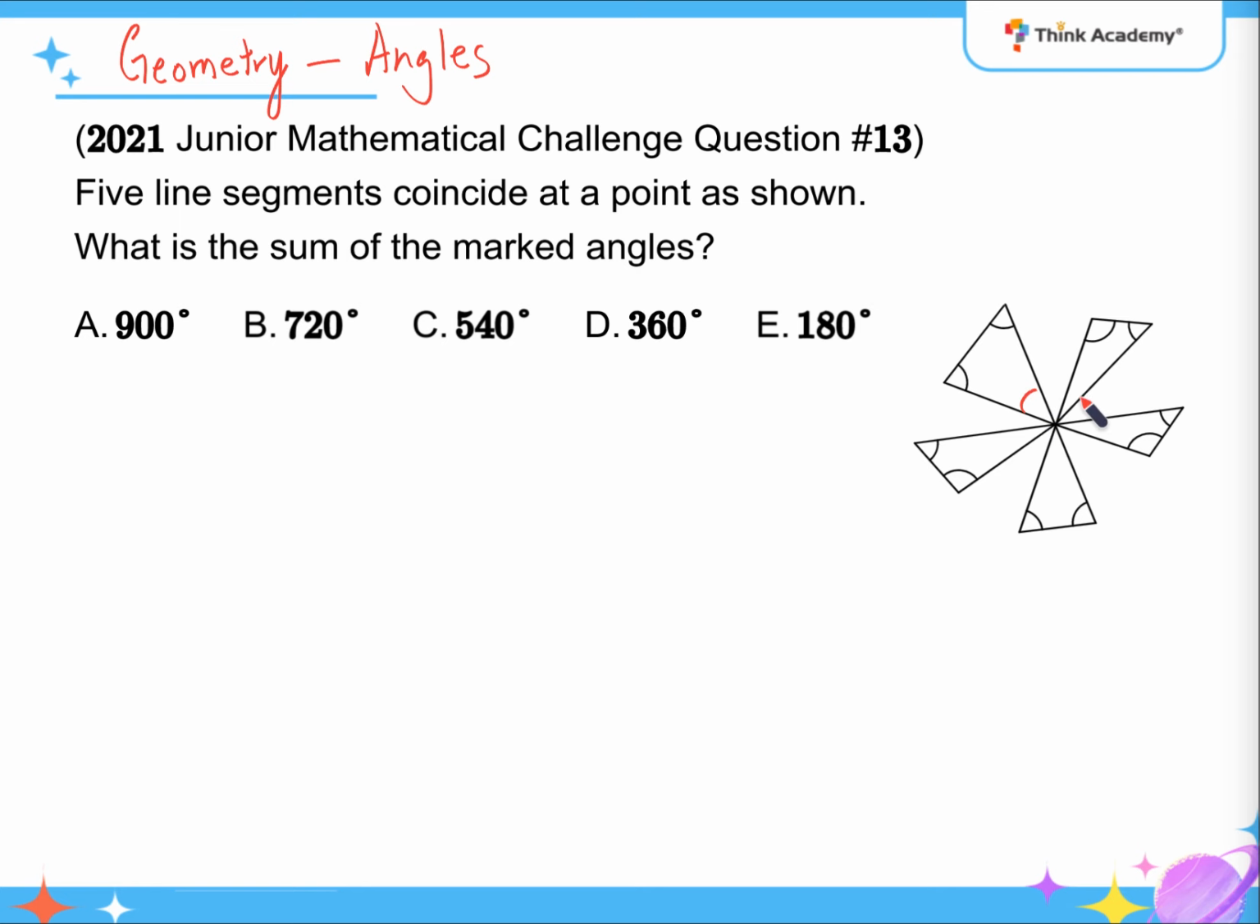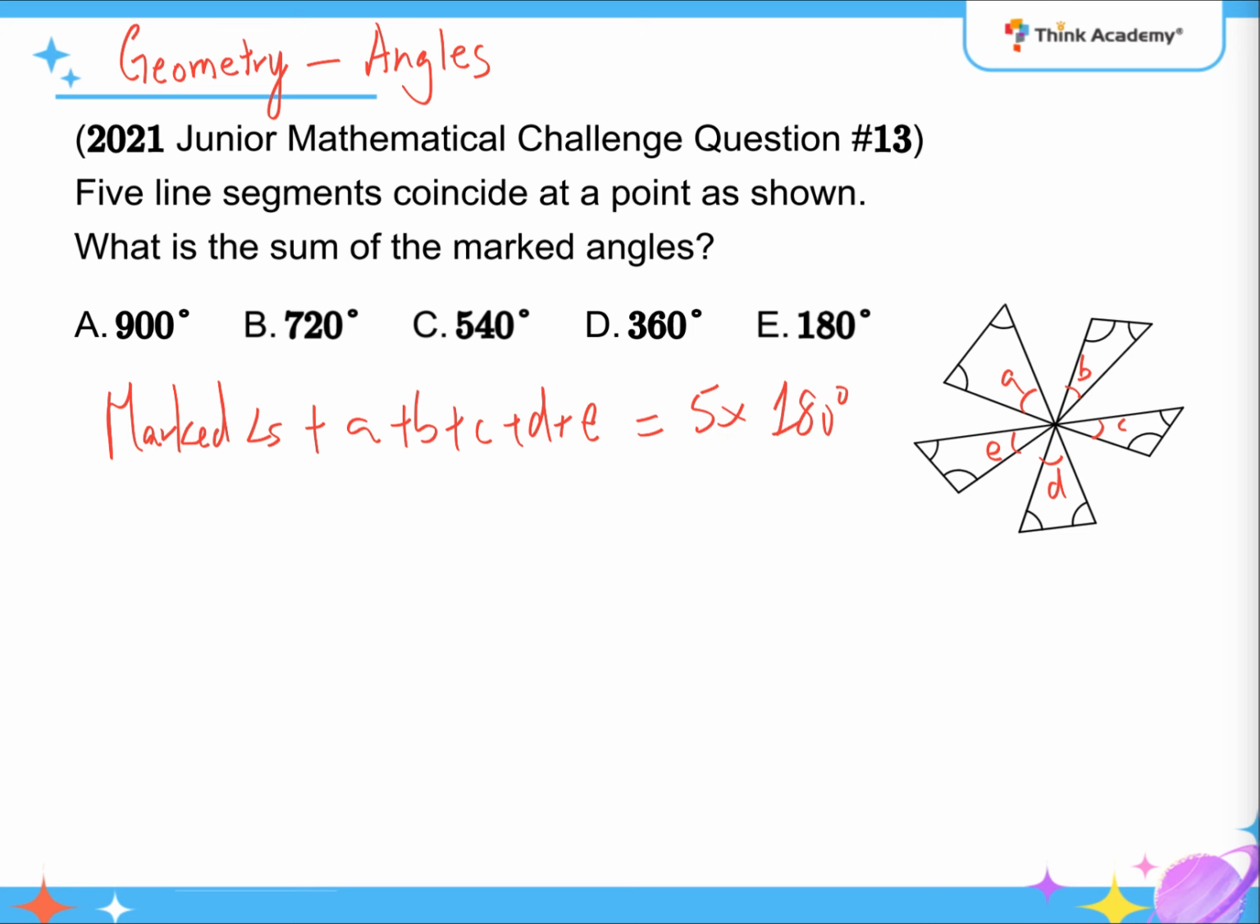We can see that the marked angles together with these 5 angles are going to be 5 triangles, right? So let's call them A, B, C, D, and E for these 5 angles. And now I can see that the marked angles, adding A, adding B, adding C, adding D, adding E, is going to be the angle sum of 5 triangles. That is 5 times 180 degrees. Now, how do I find A, B, C, D, and E?